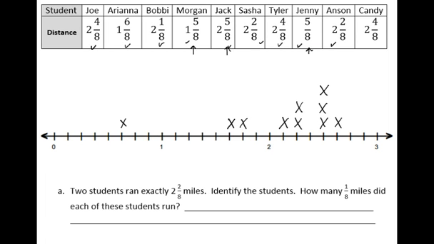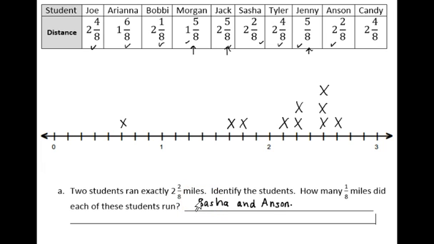The next question says 2 students ran exactly 2 2/8 miles. We're to identify the students. So if I look for 2 2/8, I see that we have Sasha at 2 2/8 and Anson. So they both ran 2 2/8 miles.